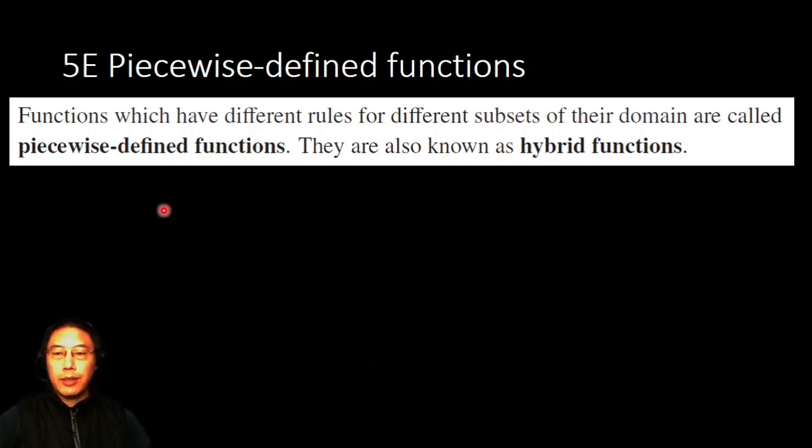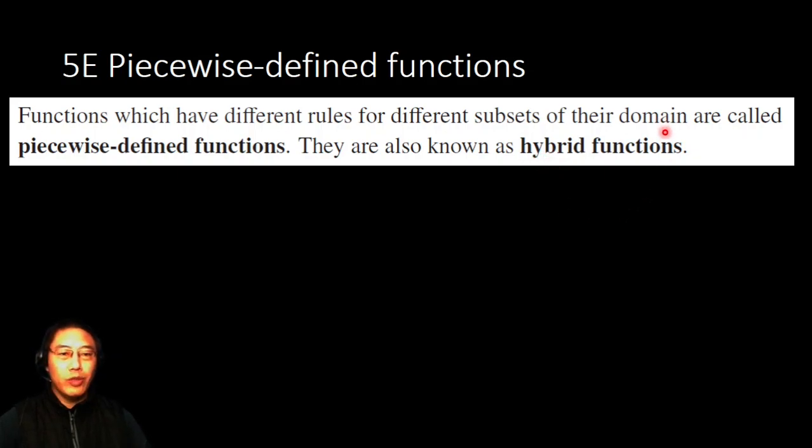Alright, let's continue with chapter 5 about functions. Today with this exercise 5e, we're going to look at what we call a piecewise defined function. Functions which have different rules for different subsets of their domain are called piecewise defined functions, and they're also known as hybrid functions, which is a term that we'll use more often.